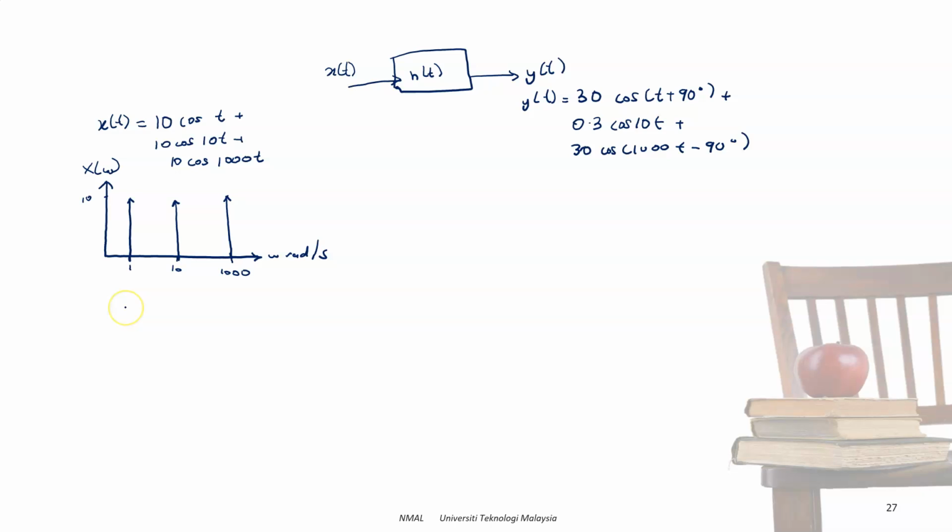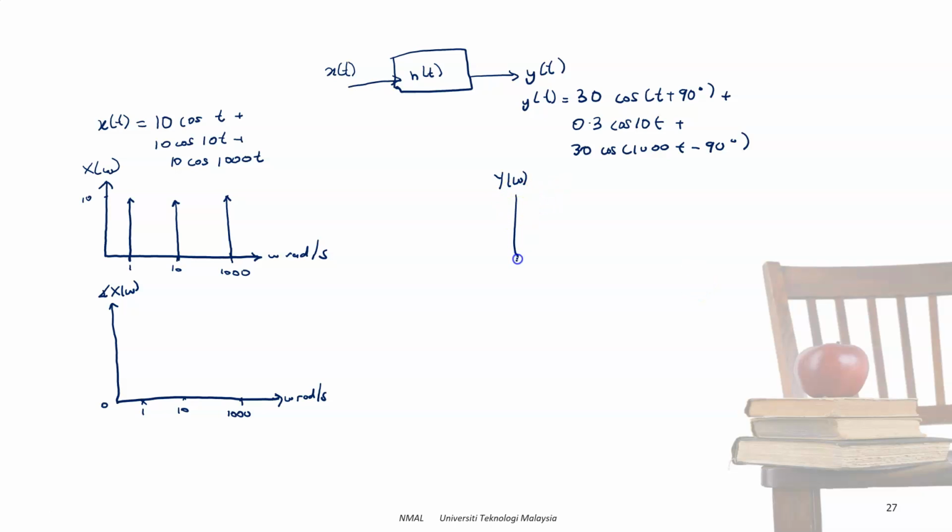for phase, we need to plot the phase first. For X omega, we do not have any phase here. However, we just plot to show that it is 0 for 1, for 10, and also for 1000. Okay, this is 0. And for Y omega is the frequency response of y(t).